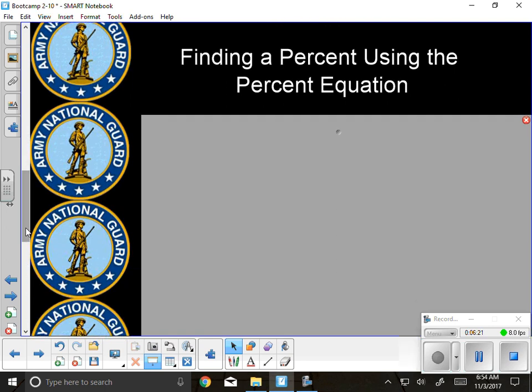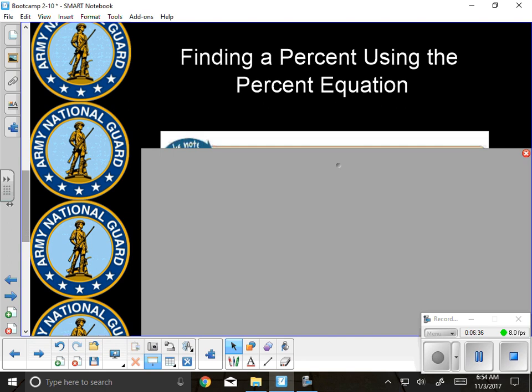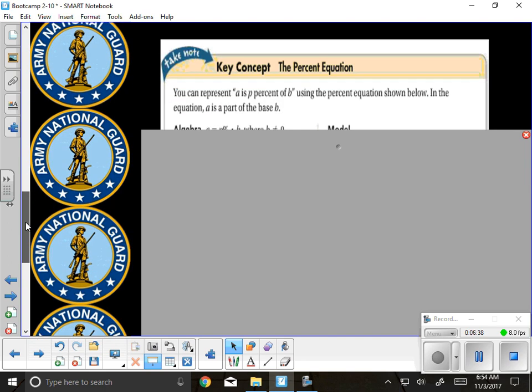All right, so now we're going to find a percent using the percent equation. This is a little different than the proportion. I personally would prefer using the proportion. I like being able to see that the two sets of numbers are equal to each other, and I know that I can just cross multiply, set them equal to each other, and solve the equation from there. For some of you, it might not be as simple as that.